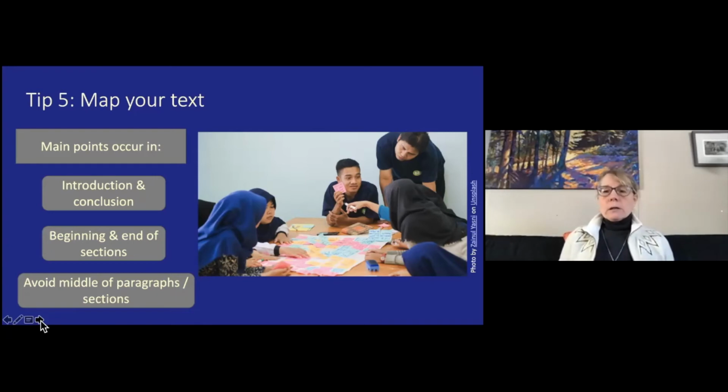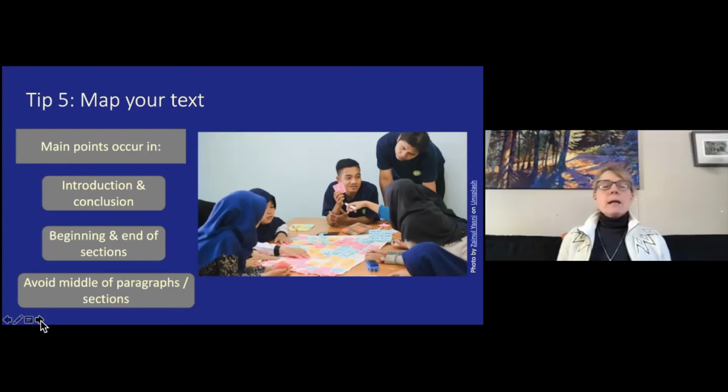You can do it online, but flag for yourself every place that your main points occur and look at the flow of it. Does it make sense? Are you building your argument in a logical way? Have you forgotten to introduce the reader to something important for them to understand the point you're making there?